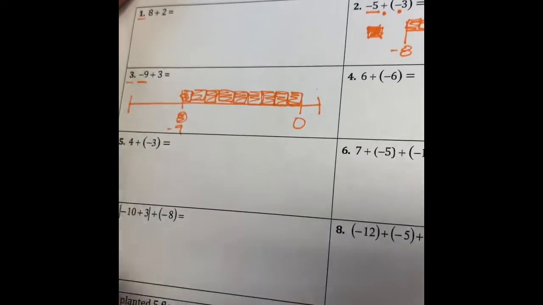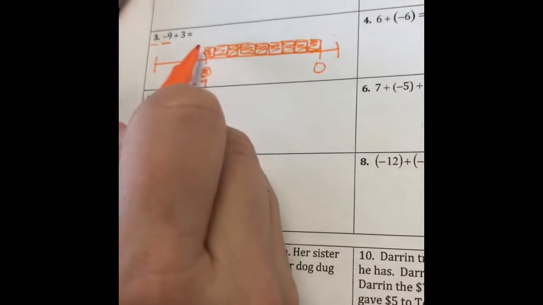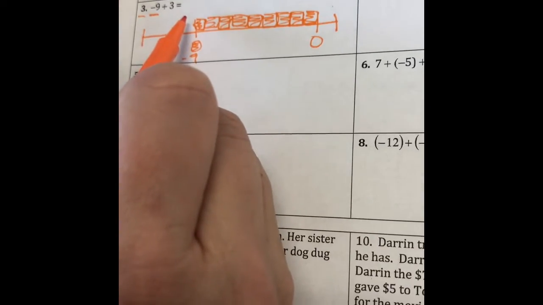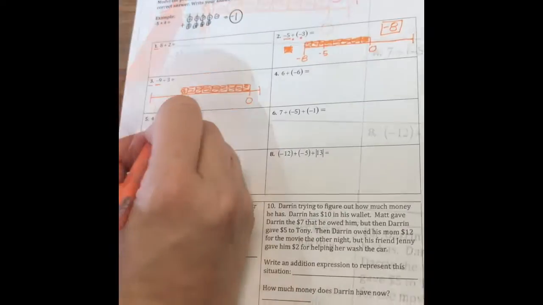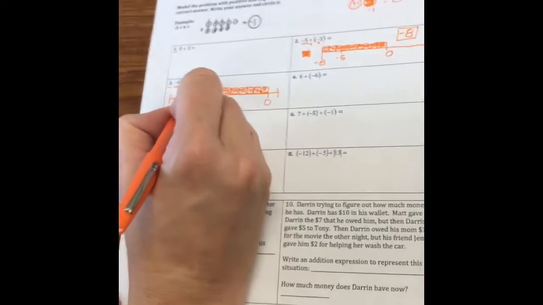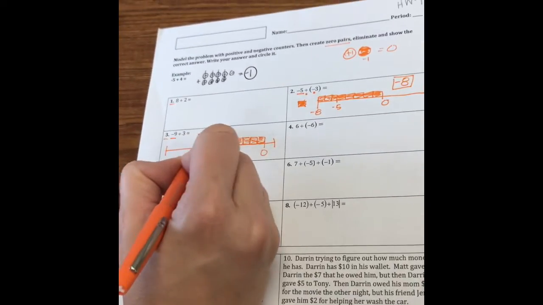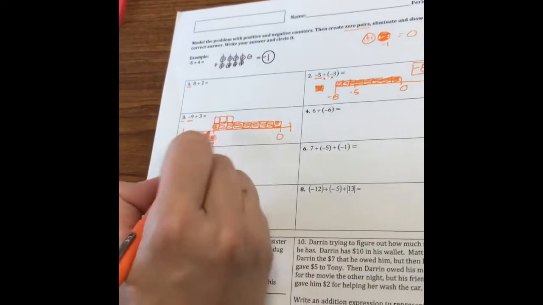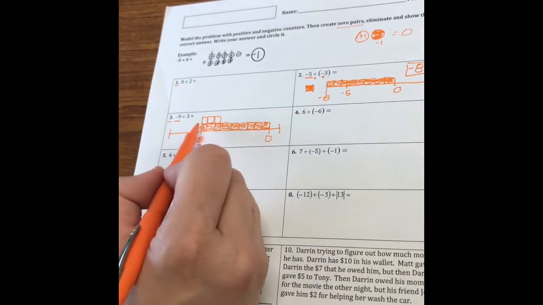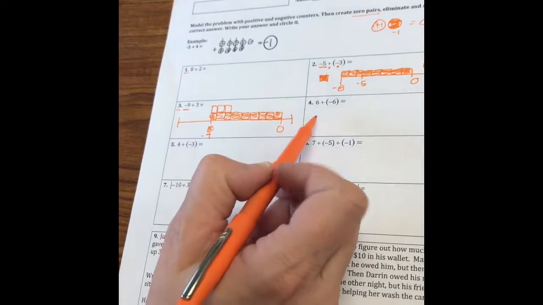Well, the only way to add 3 positives, right, is I have to add. Okay, so once I have 9 negatives, I'm just gonna add on 3 positives. And I'm gonna go back, because think about it, this is towards the negatives if I go left, but I'm adding on positives, so I'm gonna go back towards 0.